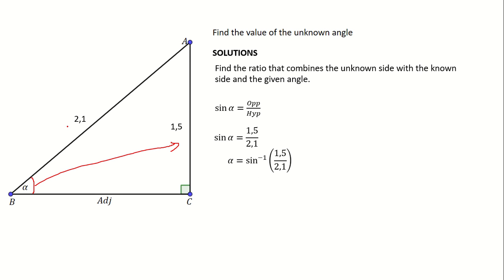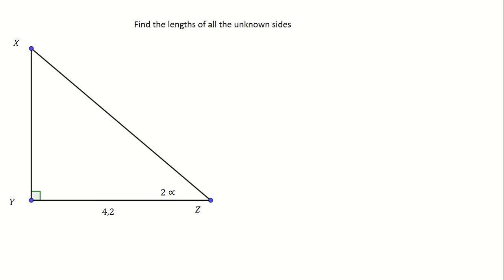For me to solve for alpha, I'll simply find arc sine of 1,5 over 2,1, and that will give me 45,6 degrees. Okay, now here I'm simply finding alpha again, but I'm only given the adjacent and the opposite, and the only ratio that combines adjacent and opposite will be tan.